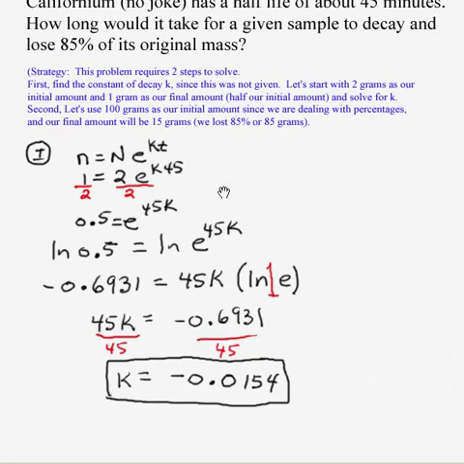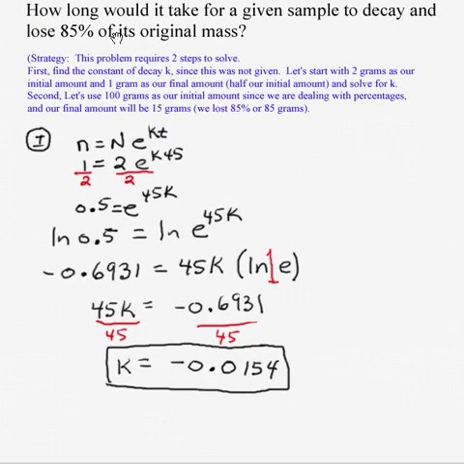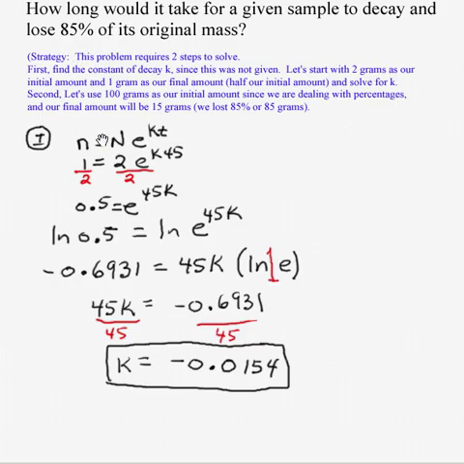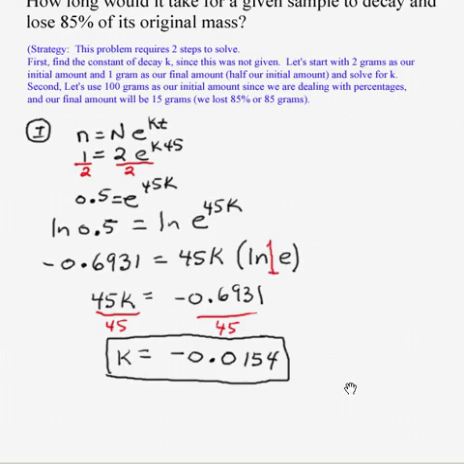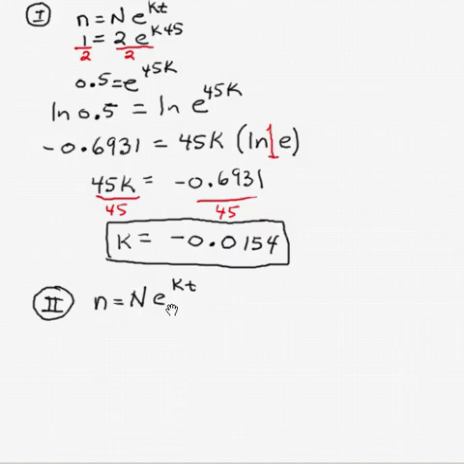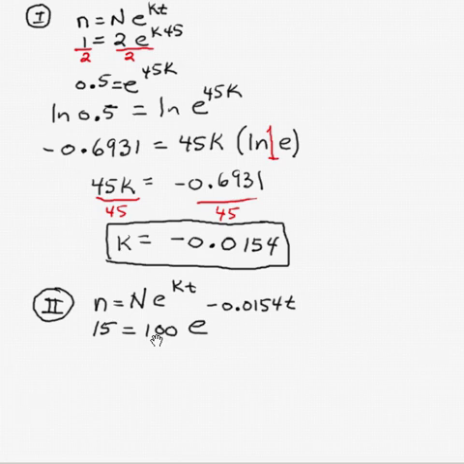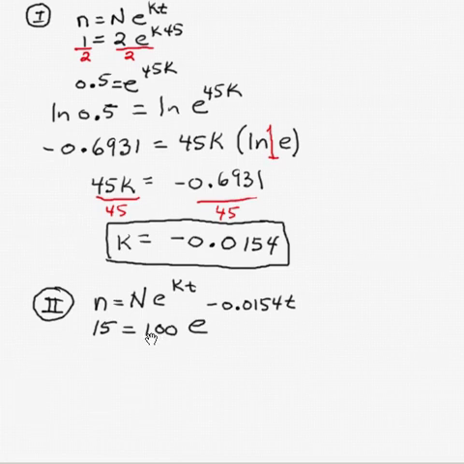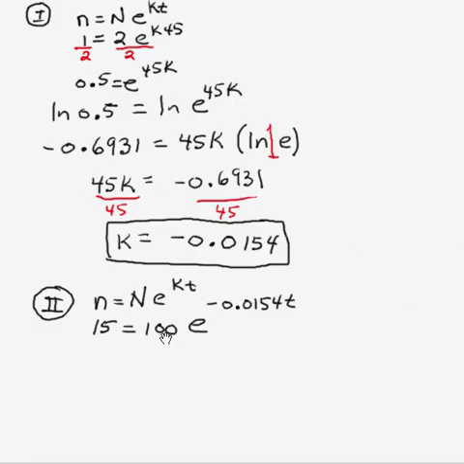The question was, how long would it take to lose 85%? This is half-life. That's losing 50%. But we found the rate at which it decays, the constant. So for part 2 of this problem, our initial amount, let's start with 100 grams of this element, because we're talking percentage, and percentage is out of 100. We're losing 85%. So we're losing 85 grams. 100 grams minus 85 grams is 15 grams.